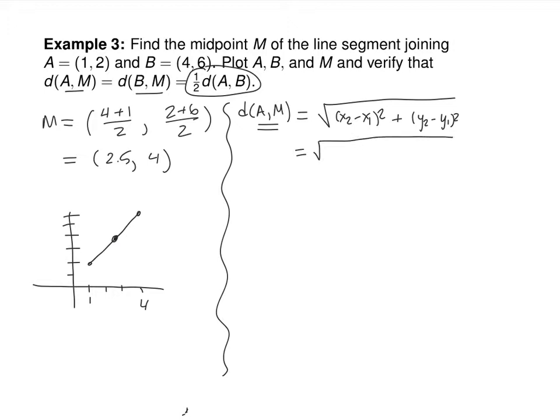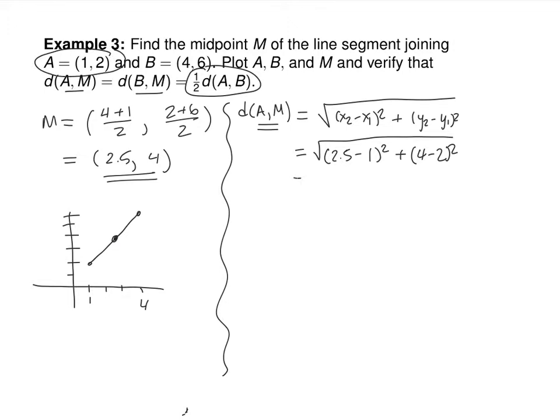So what goes in for x2? 2.5. 2.5, great. Minus x1 will be 1. And then y2 is 4 minus 2 squared. So we're taking this one to be our 2's and that one to be our 1's.